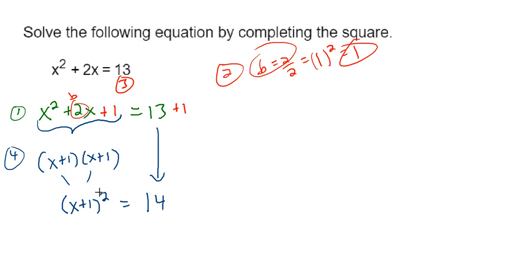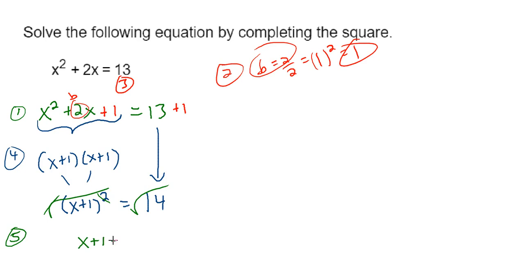Factor it as a perfect square. Make sure you write it as a square. And then step 5 is now you should be able to solve this equation using what we learned earlier in this section. So first we'll cancel out that power of 2 by taking the square root of both sides. The square root cancels out the power of 2.